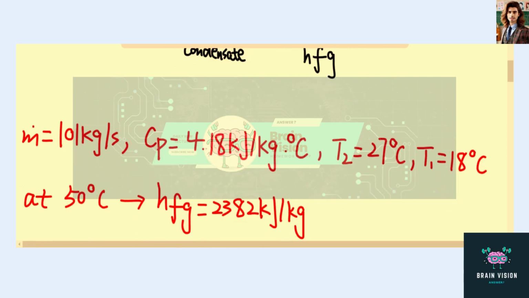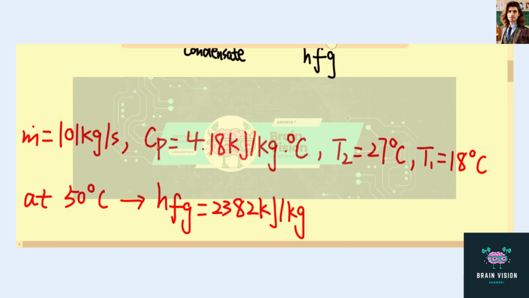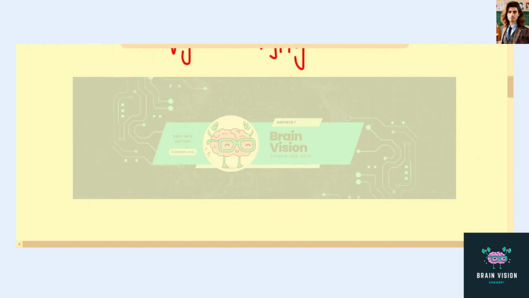And now we need to use the saturated water temperature table to find out the heat of vaporization of the water, which is HFG here. So at 50 degrees Celsius, the heat of vaporization of the water is equal to 2382 kilojoule per kilogram. So now let's plug back into the equation to determine the rate of the condensation of the steam in the condenser.